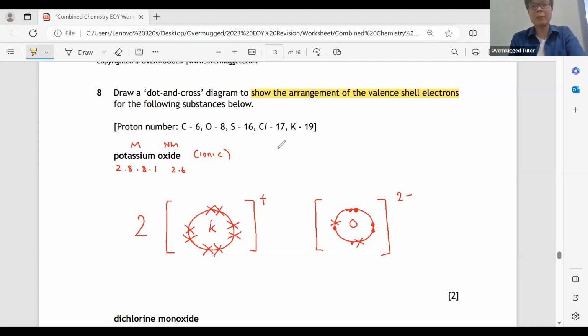Okay, in case you want the chemical formula, it is K2O. Sometimes it's given to you, sometimes it's not. That's why you got 2K over here.